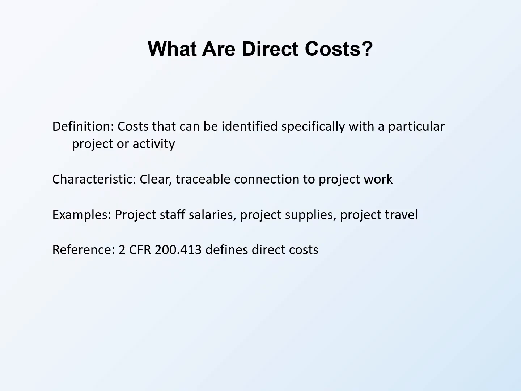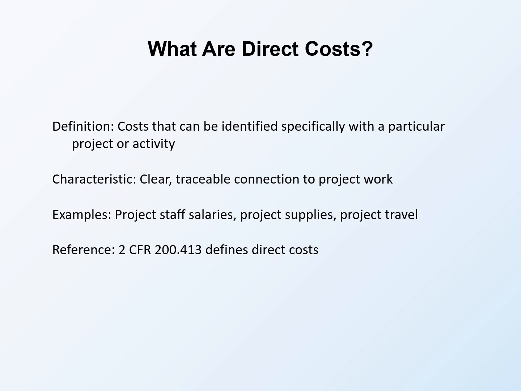When you incur a direct cost, you can point to it and explain exactly how it supports specific project activities. This traceability distinguishes direct costs from indirect costs, which support operations generally but cannot be attributed to any single project. Common examples of direct costs include salaries for staff working on your project, supplies consumed in project activities, travel to conduct project work, equipment purchased for project purposes, and consultant services engaged for project tasks. In each case, the expenditure serves your specific project and can be documented as such.